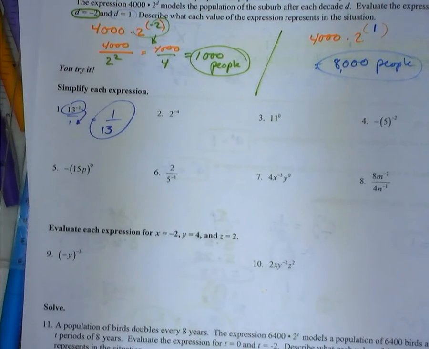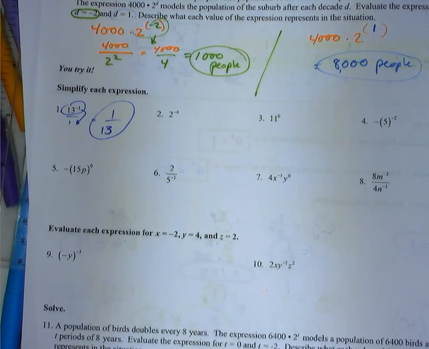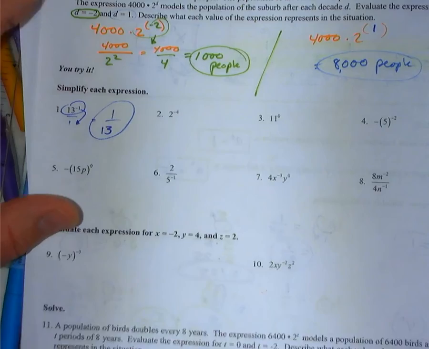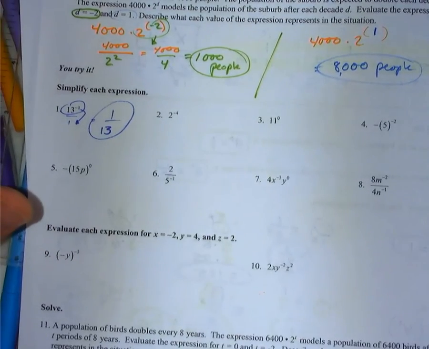You can think of that as 13 to the 1 power, but 13 to the 1 is just 13, so you don't need to write the little 1. It's not necessary. Okay? So I'm skipping over 2. If you want me to do it, we can, but I'm looking at number 3.